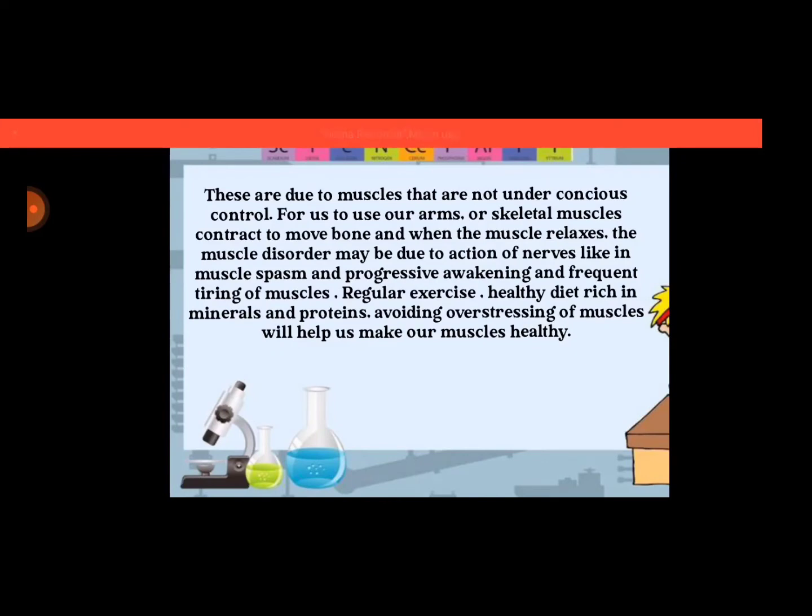These are due to muscles that are not under conscious control. For us to use our arms, our skeletal muscles contract to move bone, and when the muscle relaxes, the bone returns. Muscle disorder may be due to action of nerves, like in muscle spasms, and progressive weakening and frequent tiring of muscles. Regular exercise, healthy diet rich in minerals and proteins, and avoiding overstressing of muscles will help us make our muscles healthy.